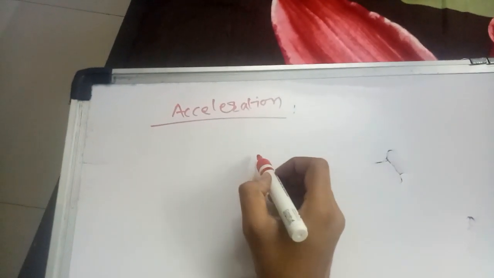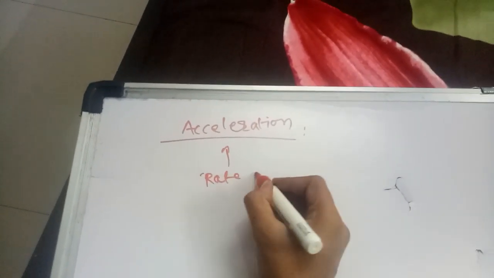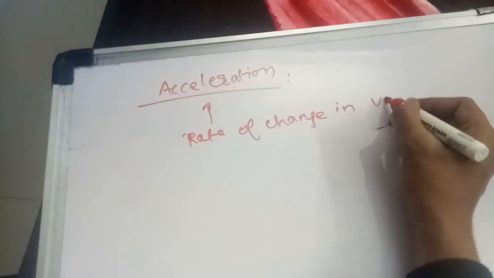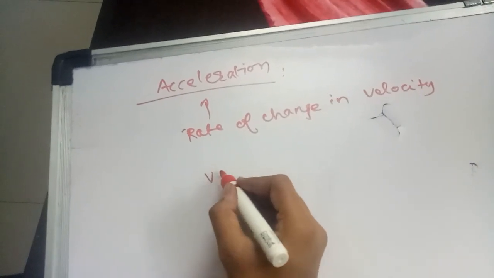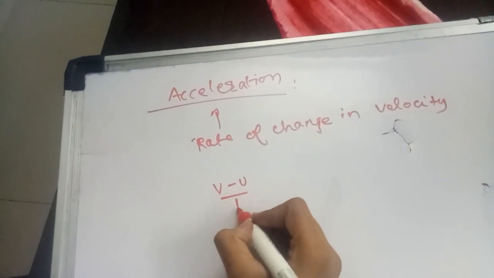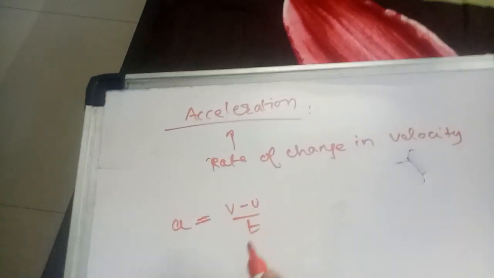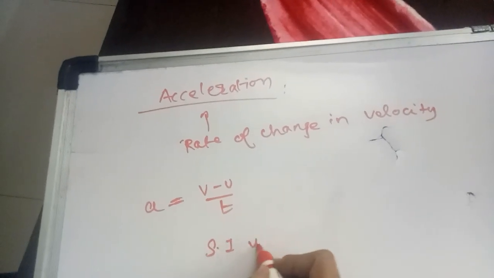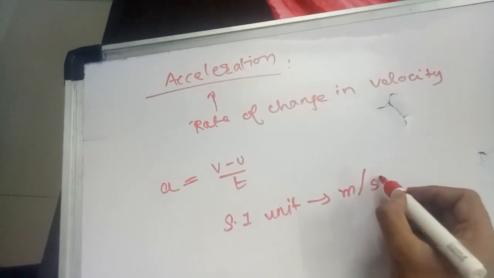What is acceleration? Acceleration is the rate of change in velocity. It is given by (v - u)/t. Means acceleration is equal to final velocity minus initial velocity upon time. Its SI unit is meter per second square.